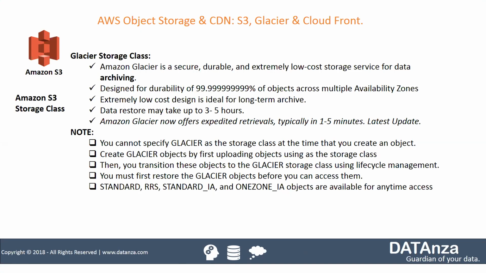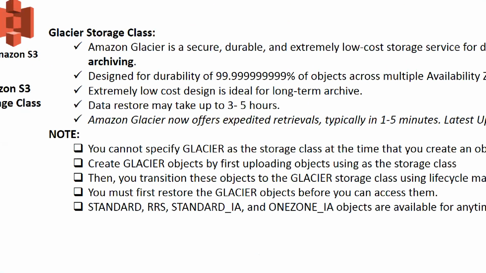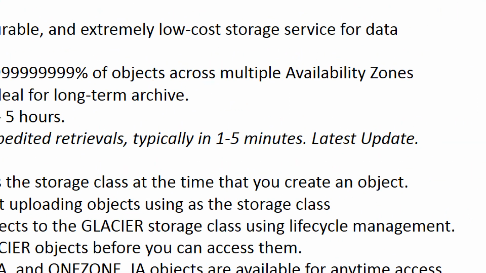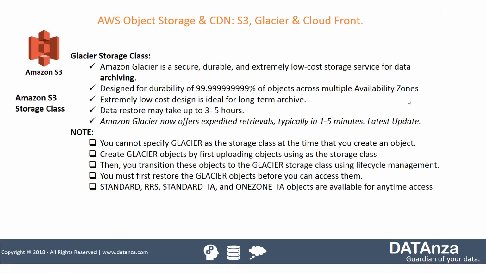Now on this last line, if you look here at the mouse pointer, Amazon Glacier now offers expedited retrievals, typically in 1 to 5 minutes. Latest update. So what does it mean? Now with Amazon Glacier, the response time which I was saying is 3 to 5 hours is getting reduced to minutes. So even though you are archiving your data in extremely low cost storage, which was earlier taking 3 to 5 hours, now as per the latest update from a week ago, it can be retrieved within 1 to 5 minutes. More on that we can see later.